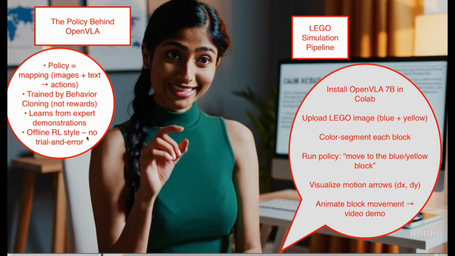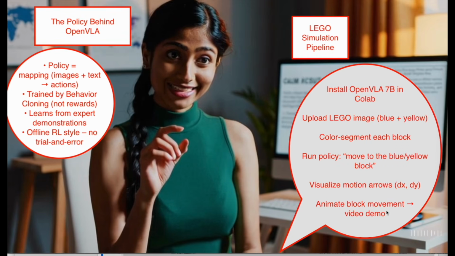We will see how we have built a sample Lego simulation pipeline. In this project, we run OpenVLA directly in Colab. We detect colored Lego blocks, crop them, and ask the model for motion predictions. Those 7 DOF outputs are simplified to 2D vectors, basically direction and magnitude. Then we visualize arrows and even simulate motion to show the robot's learned policy in action.